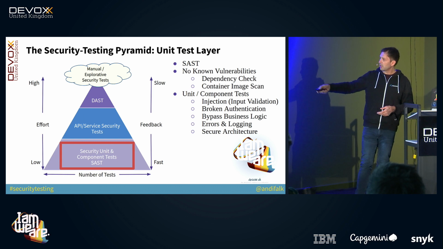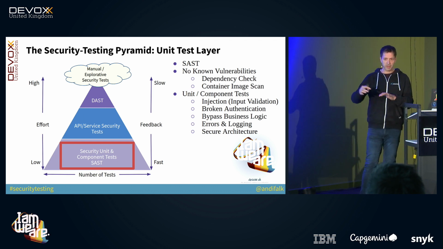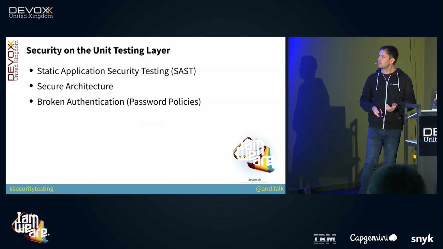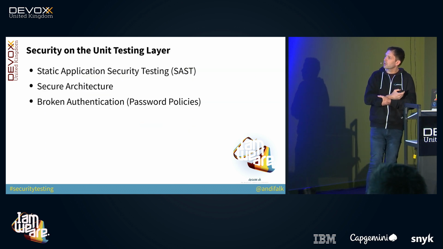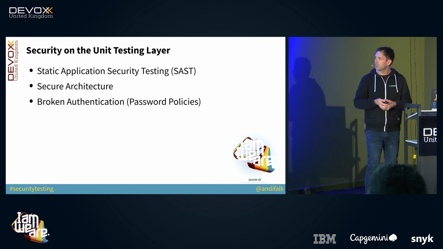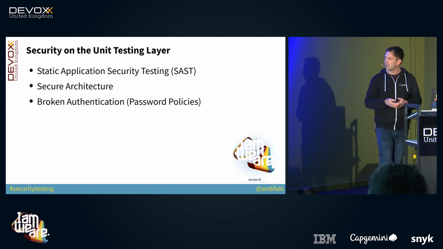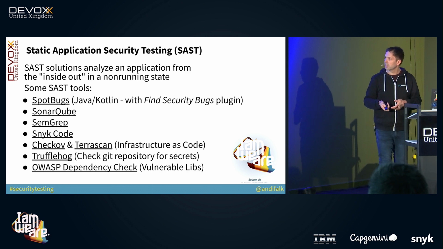And on that level, you can also already test your architecture. You can test if your layering is correct, if you do not have any invalid calls in your application, for example. So I will show you 3 different possible tests: the static application security testing, the architecture-related test, and the broken authentication.